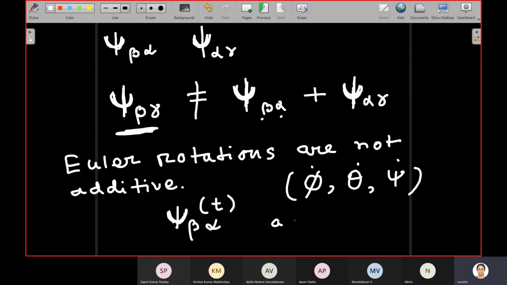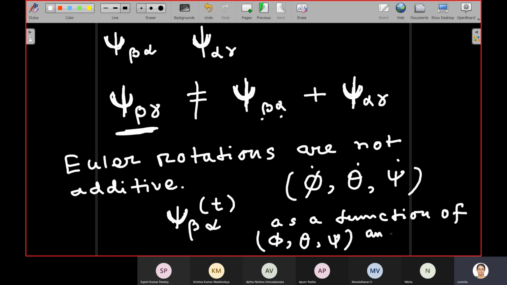as a function of phi, theta, and psi, and omega. Alpha is the body frame, beta is the reference frame, and omega is the angular velocity of the alpha frame with respect to beta frame, resolved along the axis of alpha frame.